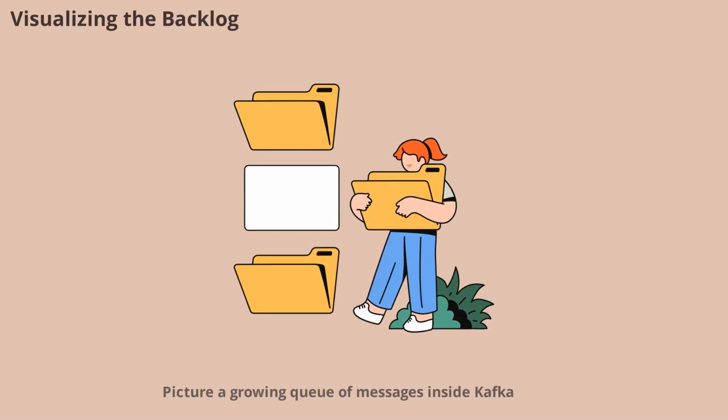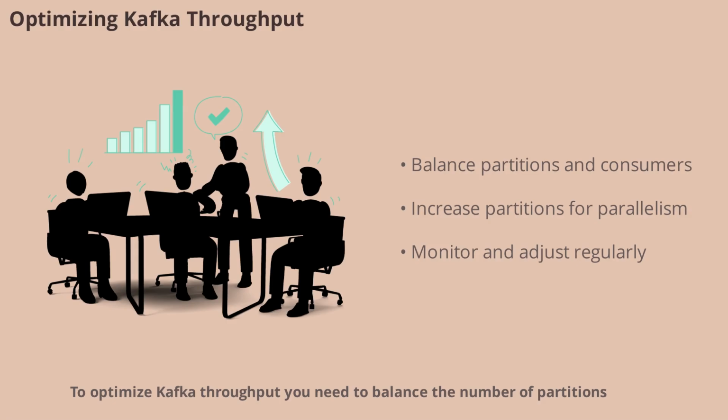Picture a growing queue of messages inside Kafka. As more messages are produced than consumed, this queue gets longer and longer. Monitoring consumer lag is essential for maintaining system health and ensuring timely processing of all messages. To optimize Kafka throughput, you need to balance the number of partitions, consumers, and the rate at which messages are produced. Increasing partitions allows more consumers to work in parallel, reducing lag and improving overall performance. Regularly review your configuration to ensure it matches your workload.